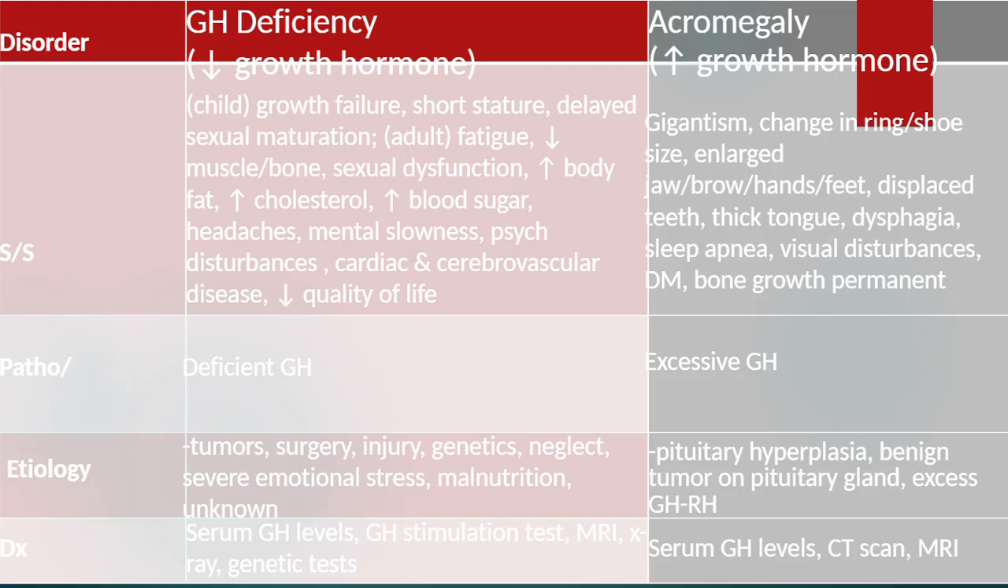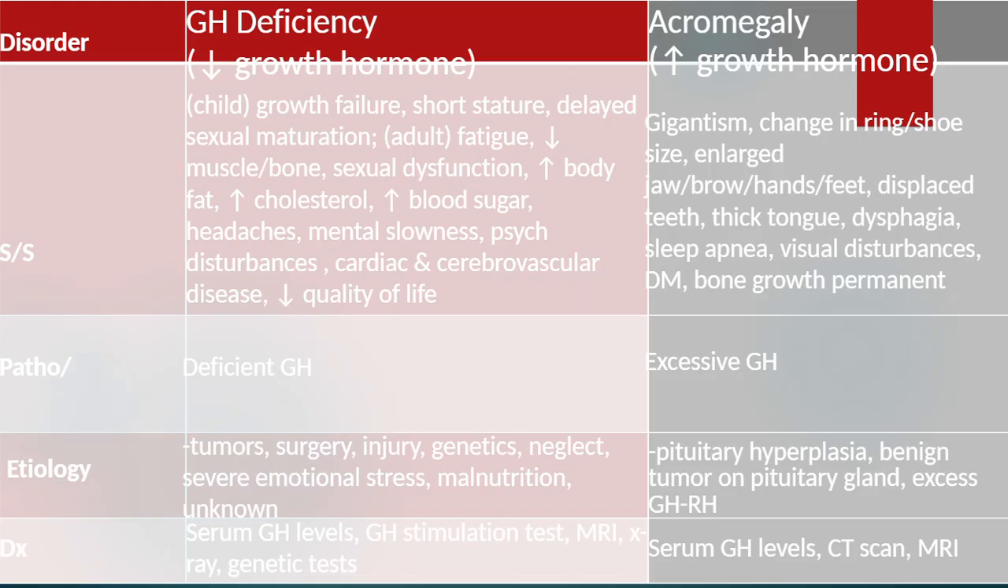In adults, growth hormone deficiency doesn't affect height, but it causes other significant problems. Adults may experience fatigue, reduced muscle and bone strength, weight gain, increased body fat, sexual dysfunction, and psychological disturbances such as depression or poor concentration. Because growth hormone also influences metabolism, deficiency can cause elevated cholesterol and blood sugar, which increases the risk for cardiac and cerebrovascular disease. Over time, these changes can reduce overall quality of life.